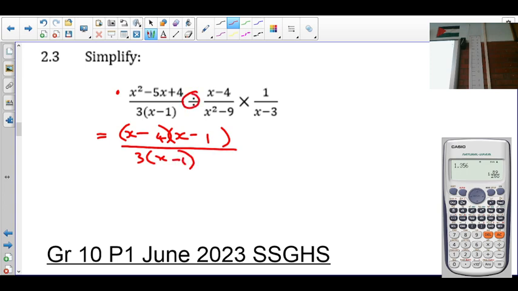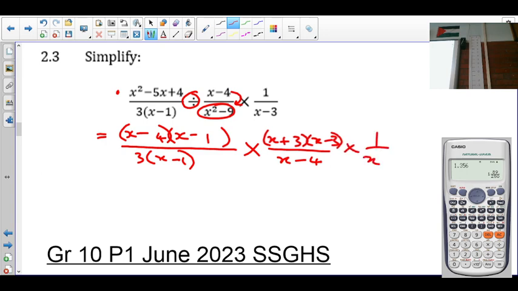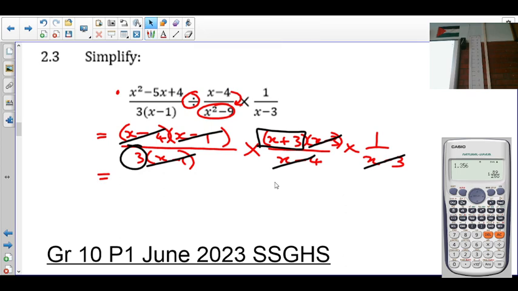That we're going to change to multiplication. Tumble and times. So that goes to the denominator. It's x minus 4. What can happen to x squared minus 9? Difference of 2 squares. So it's x plus 3, x minus 3. Times 1 over x minus 3. So now it's just a matter of cancelling out. X minus 1 cancels x minus 1. X minus 3 cancels x minus 3. X minus 4 with x minus 4. So I'm left with 3 and x plus 3. So what do we have? X plus 3 over 3. And there we go.